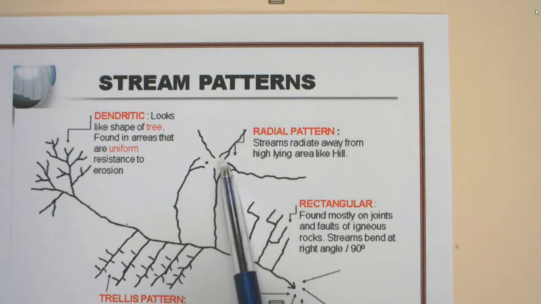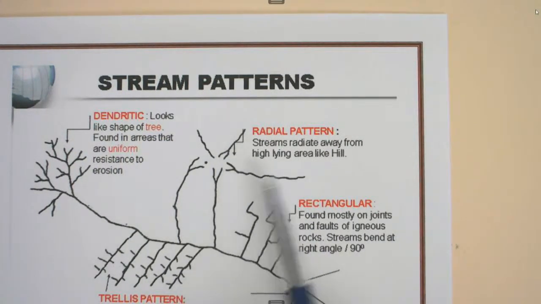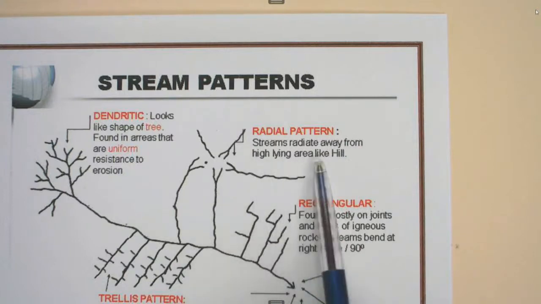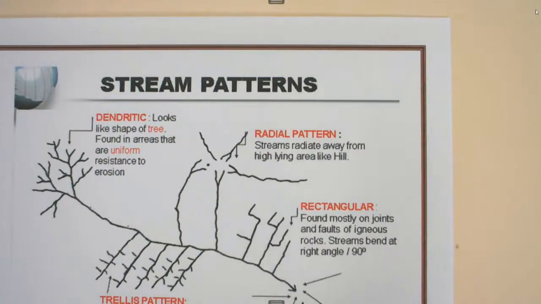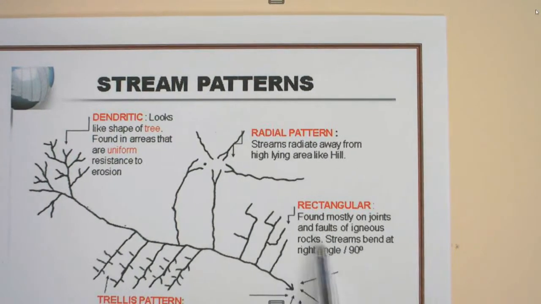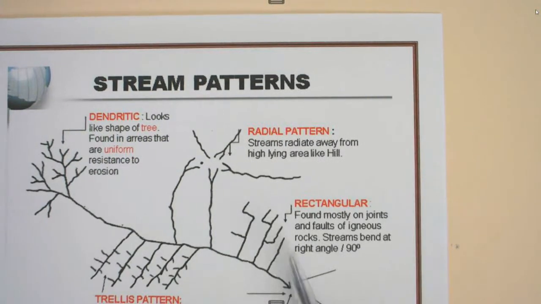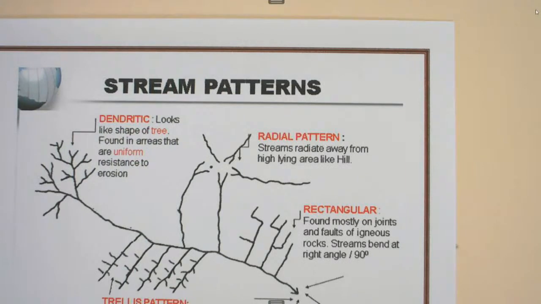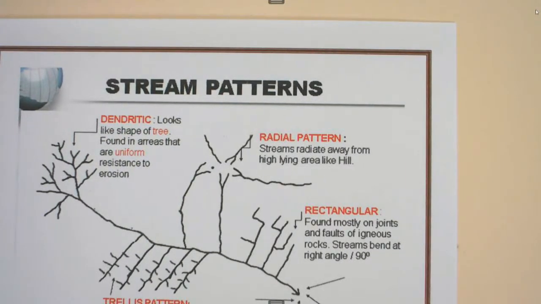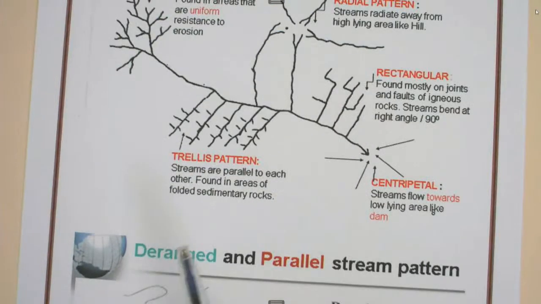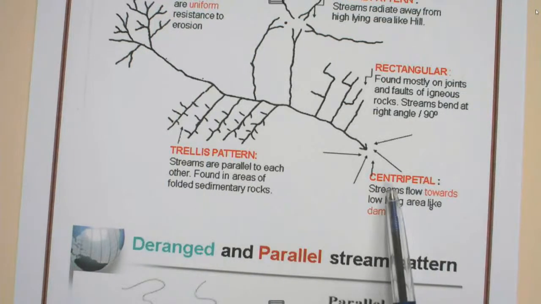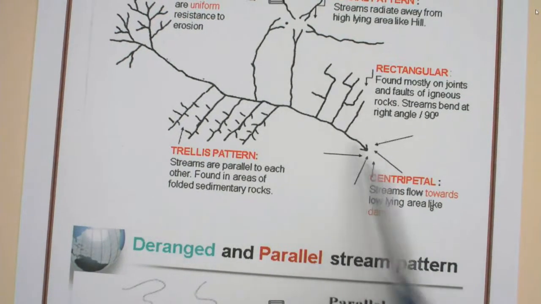Radial pattern radiates from the center outward. Streams radiate away from a high-lying area, like a hill or a volcano. Rectangular pattern: the main stream and the tributaries bend at right angles. They are found mostly in joints and faults of igneous rocks. Trellis pattern: streams are parallel to each other, found in areas of alternating folded or sedimentary rocks. Centripetal: they are moving towards a central point.